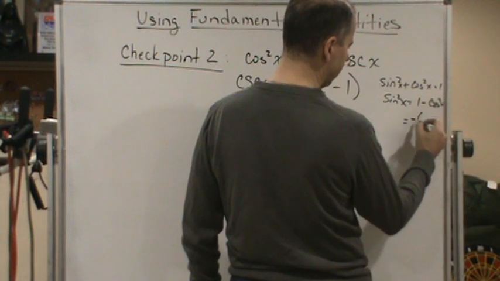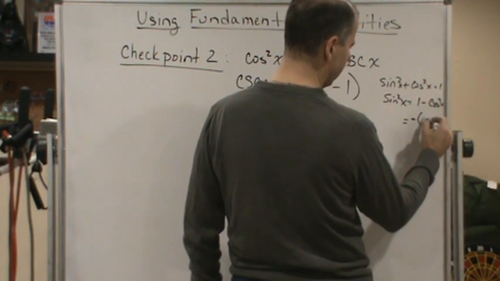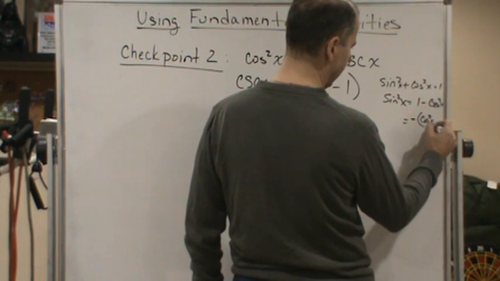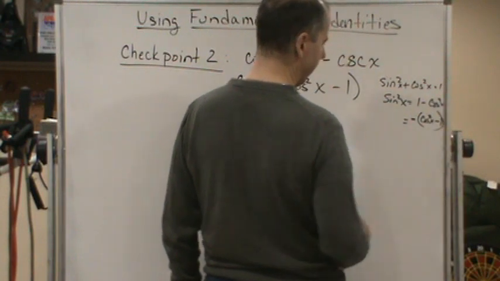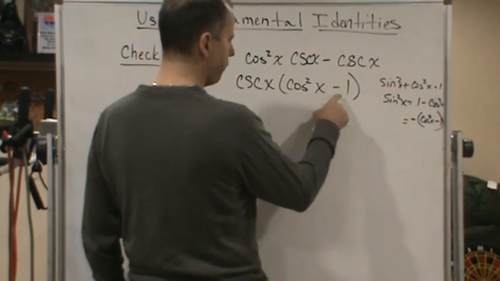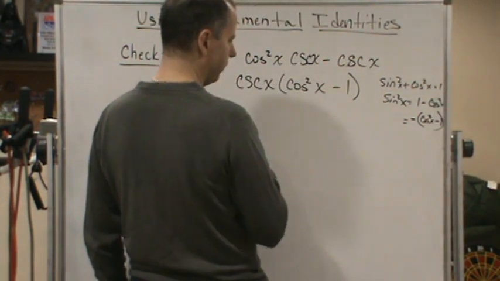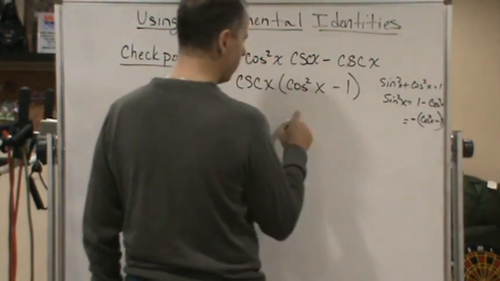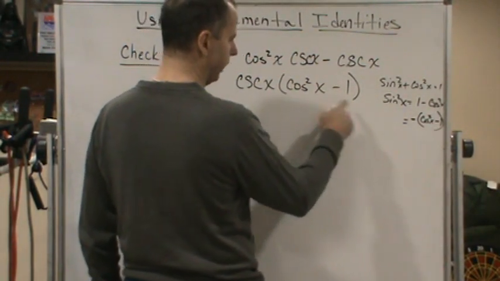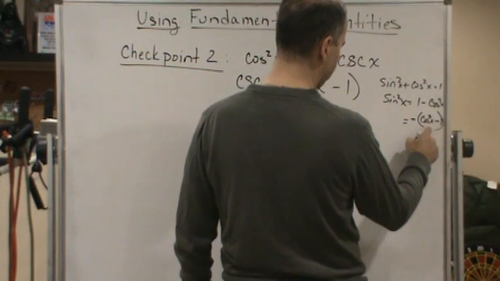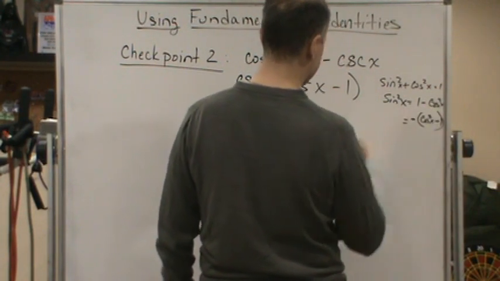I get the negative of what? Cosine squared x minus 1, right? So now I have the same thing here. So what I'm going to do is factor out a negative here. If I factor out the negative here from this, I'm going to get this.